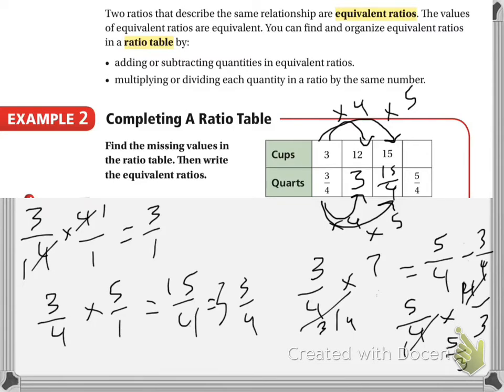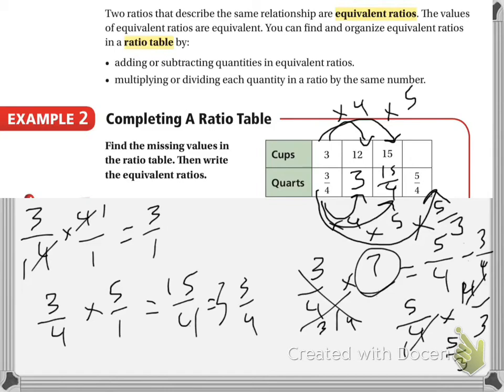So I know that to go from 3/4 all the way over here to 5/4, I timesed by 5 thirds. And I used my algebra to figure out what this question mark was by dividing by the 3/4 on both sides. And this question mark ended up being 5 thirds.